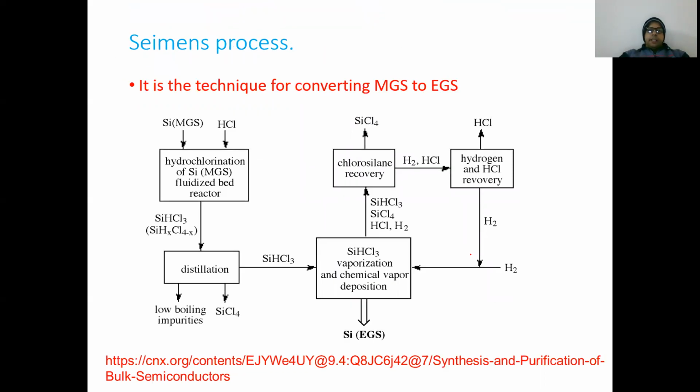So next is your MGS, metallurgical grade silicon, which, as already discussed, is 98% pure. So it cannot be readily used in the IC industry. So to utilize it, what can be done? A process is required to convert this into electronic grade silicon, which is 99.999% pure. So the process goes like that.